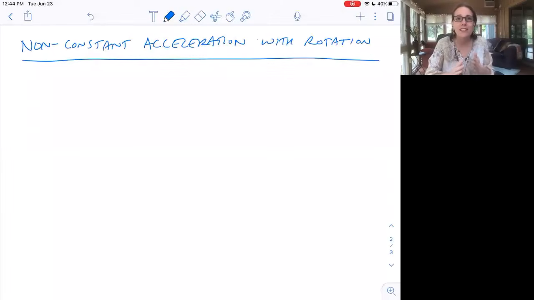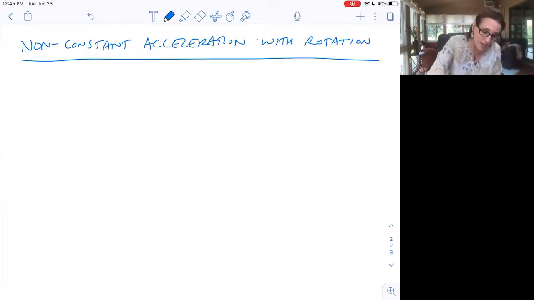So we've seen the introduction of all of our rotational quantities, so omega and alpha and theta, and we've seen how those can just directly translate our kinematics equations with constant acceleration. Well, with non-constant acceleration, as we saw, those definitions are the same.